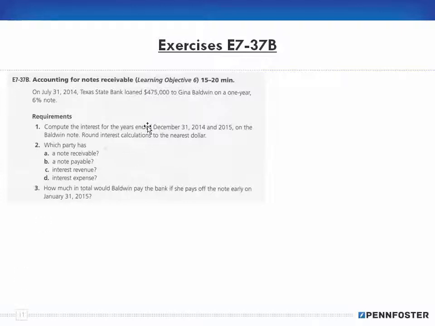7-37. On July 31st, Texas Bank loaned $475,000 to Gina Baldwin on a 1-year 6% note. Right, 1. Compute the interest for the years ended December 31st, 2014 and 2015 on the Baldwin note. Round the calculations to the nearest dollar. Then 2, which party has a note receivable, a note payable, interest revenue, and interest expense. And how much in total would Baldwin pay the bank if she pays off the note early on January 31st, 2015.